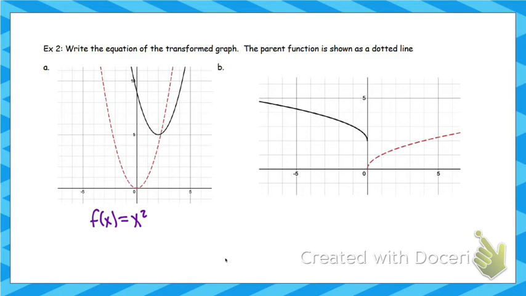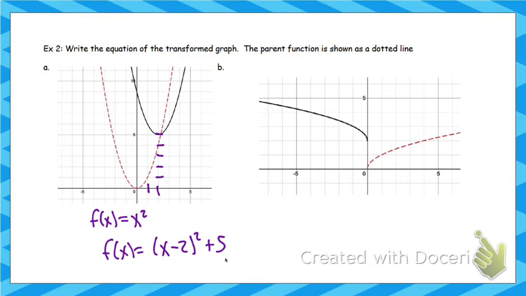Then we're going to see how this graph has changed. Well, it obviously has shifted right, and it's shifted up. So we've gone right 2 and up 1, 2, 3, 4, 5. So since it's gone right 2 and up 5, that equation would be x minus 2 and plus 5.